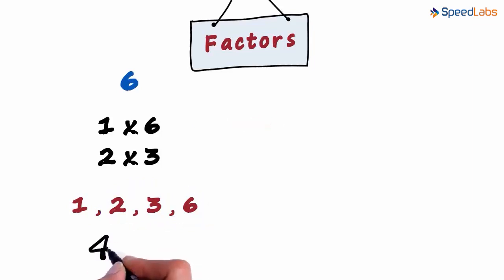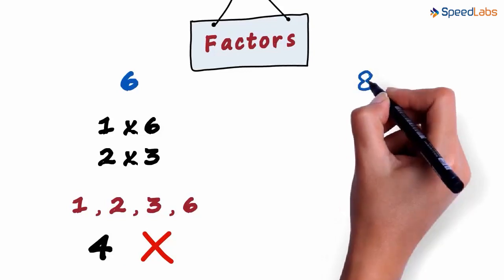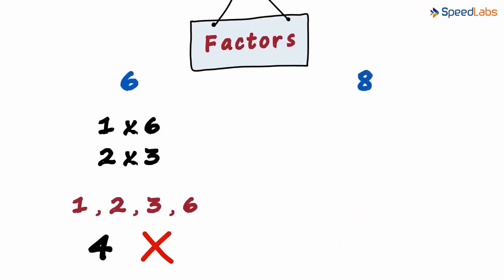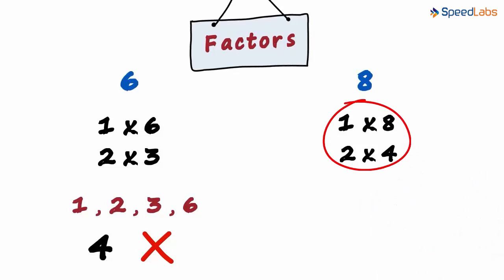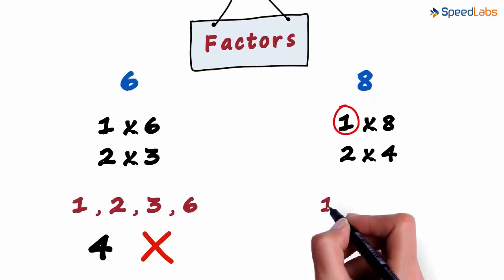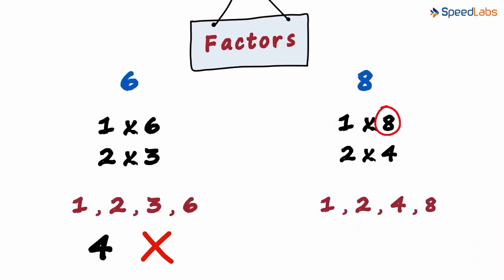But the number 4 is not a factor of 6 because it cannot be multiplied with a natural number to get a 6. Let us also try finding factors for the number 8. 8 can be written as 1 multiplied by 8 and 2 multiplied by 4. There is no other combination of two numbers which gives us 8. So the factors of 8 are 1, 2, 4 and 8.